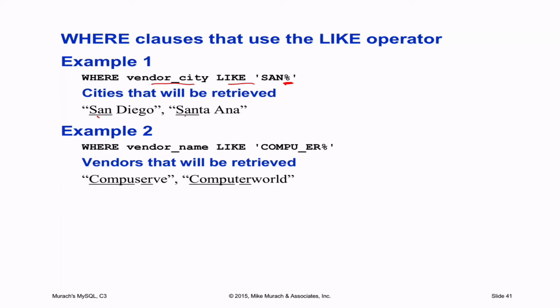Another way we can look at it is here, if we look at example 2, where vendor name LIKE 'compu', and then we have underscore ER. What that does is look for things that begin with compu, then have a character in between, and then the characters ER, and then any number of characters after that, represented by this percentage symbol. And so we can see some examples here like CompuServe and Computer World.